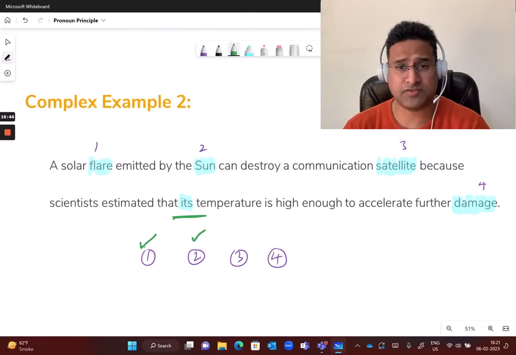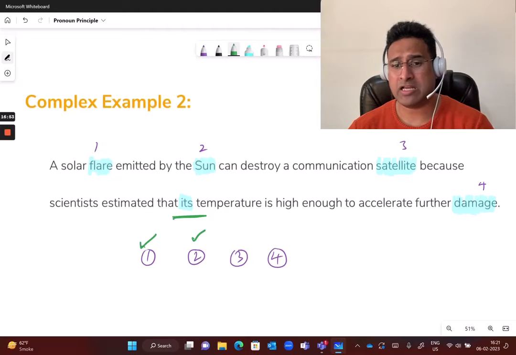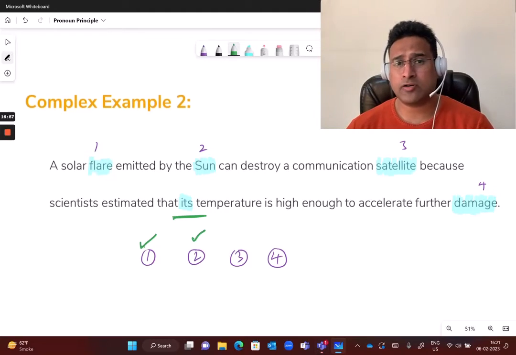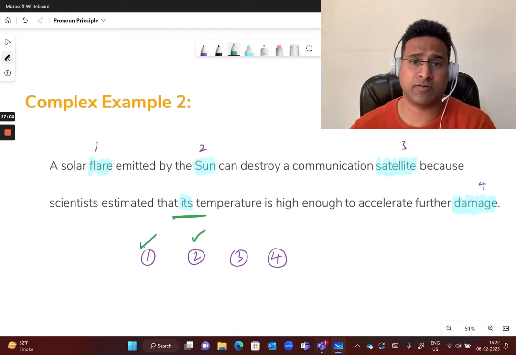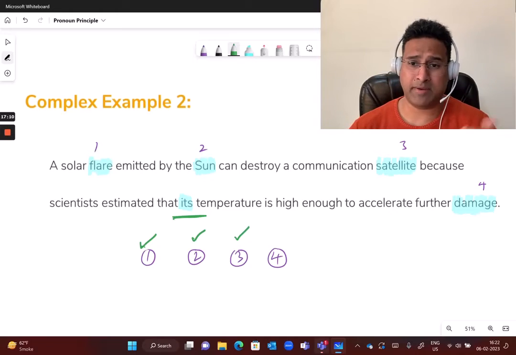Let's read on. Case 3. A solar flare emitted by the sun can destroy a communication satellite because scientists estimated that the satellite's temperature is high enough to accelerate further damage. Okay, so the satellite is already hot enough, and when it is hit by a solar flare on top of that, it could suffer further damage. So case 3 makes even better sense than 2, probably as good sense as 1 makes.